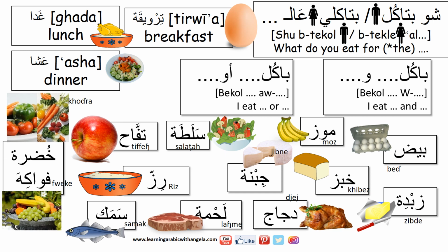زبدة is butter, we can use that as well. I'm going to read them all. خبز, bread. جبنة, cheese. رز, rice. دجاج, chicken. لحمة, meat. سمك, for fish. خضرة, for vegetables. And فواكه, for fruit.